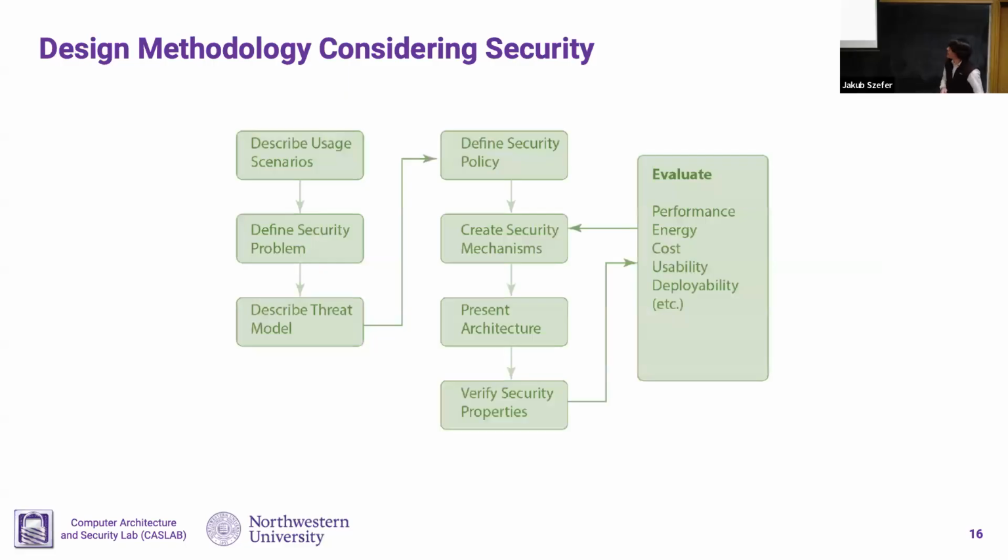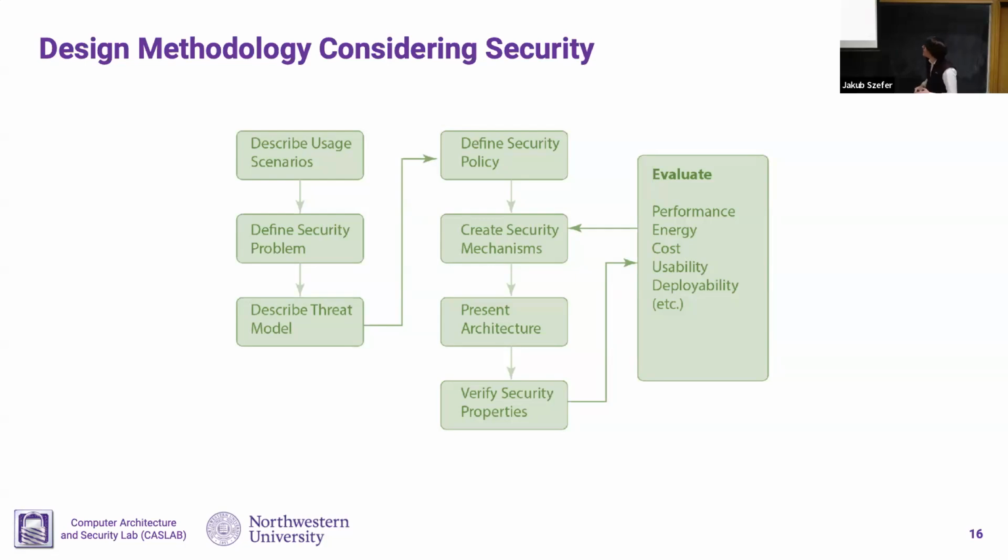Okay, and then this I borrowed from one of the books, but this is sort of a design methodology considering security, which I think is not much different than a regular design methodology for any system. But the key parts are, you have to describe the usage, define the security problems. What are you trying to protect against? Define the threat model. So what are the different types of threats, the attackers that you're considering? Then design the security policy, how you're going to defend against the attacks, then actually implement those through different mechanisms, and then try to iterate to see if the system is working.